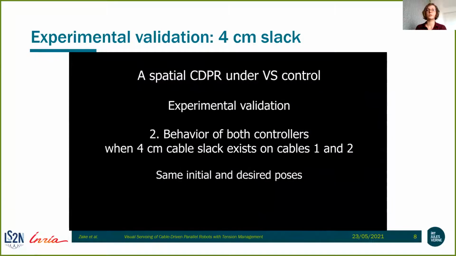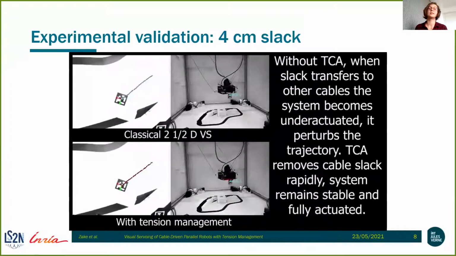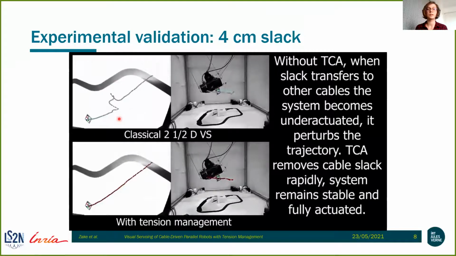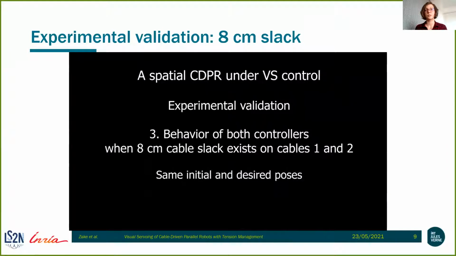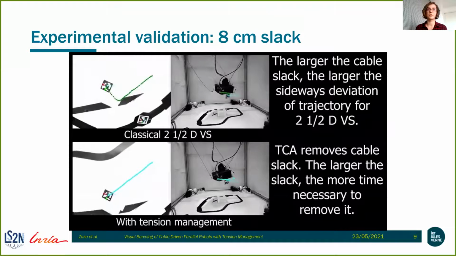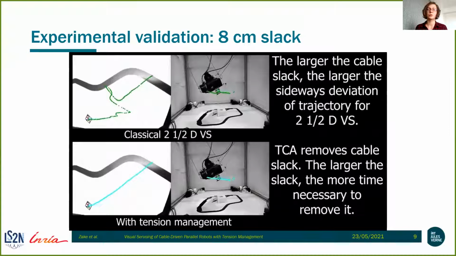Then we did experiments with 4 centimeter slack on 2 cables, which led to a deviation for the classical visual servoing in the image that you can see right here. However, the TCA managed to reduce this slack, so the trajectory in the end was a straight line. And then we did another experiment with 8 centimeter slack, which led to an even larger deviation here for the classical visual servoing, while TCA managed to reduce the slack in time, so we see no deviation in the image, nor of course in the 3D.